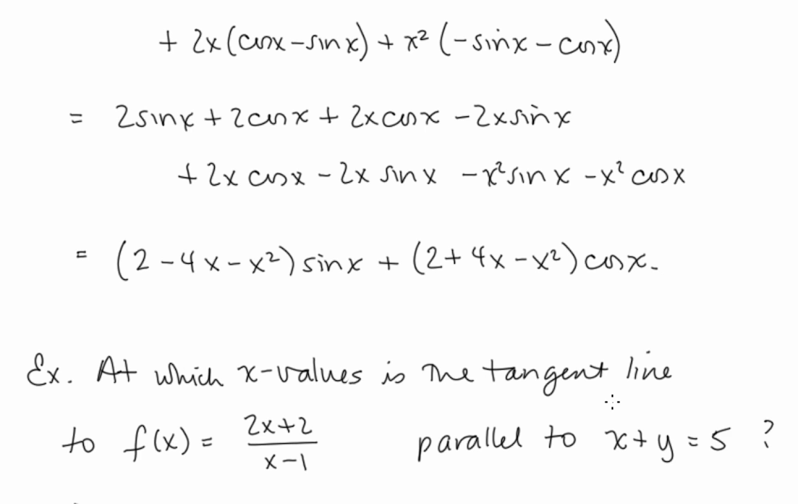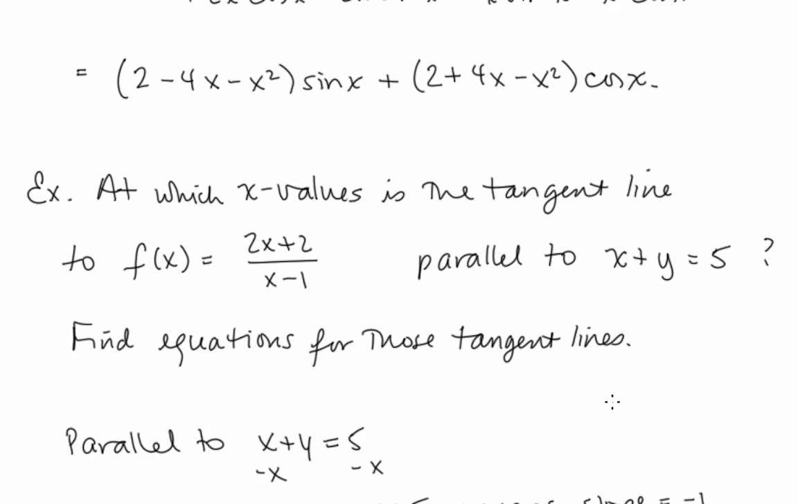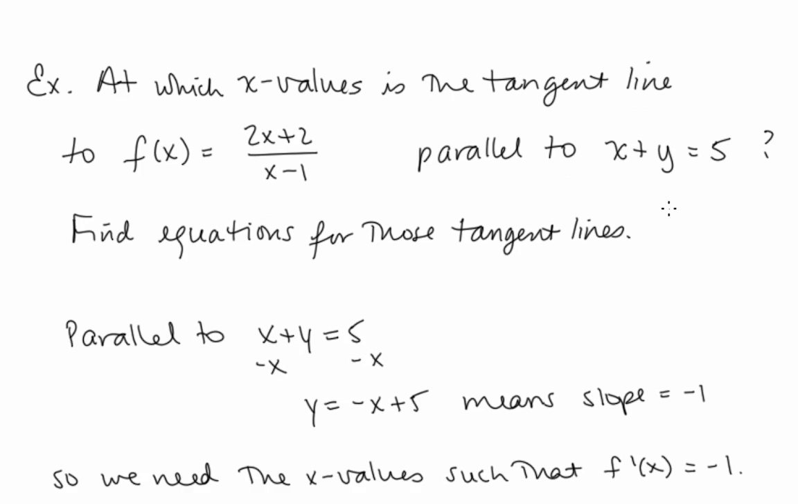Now let's take a look at the next example. At which x values is the tangent line to f of x parallel to x plus y equals 5? Find equations for those tangent lines. Well, if we're talking about our tangent lines being parallel to x plus y equals 5, we know that parallel lines have the same slope. So we're being told that the slope of our tangent line should be the same as the slope of this line. Well, to be able to read off the slope, we should solve for y.